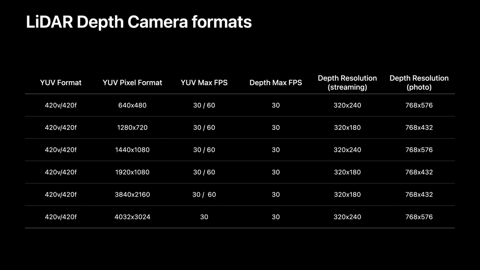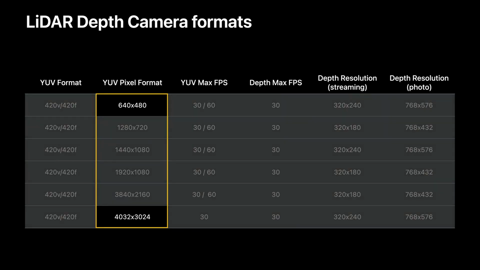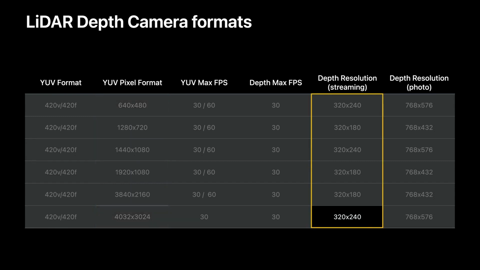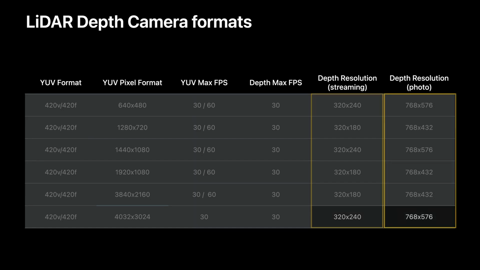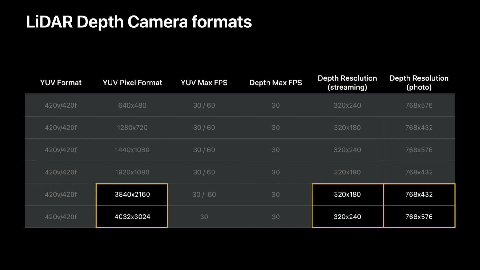The LiDAR depth camera exposes many formats, from video resolutions of 640 by 480 to a full 12 megapixel image at 4032 by 3024. While streaming, it can output depth maps up to 320 by 240. And for photo capture, you can receive depth maps of 768 by 576. Note, the depth resolutions are slightly different for 16 by 9 and 4 by 3 formats. This is to match the video's aspect ratio.